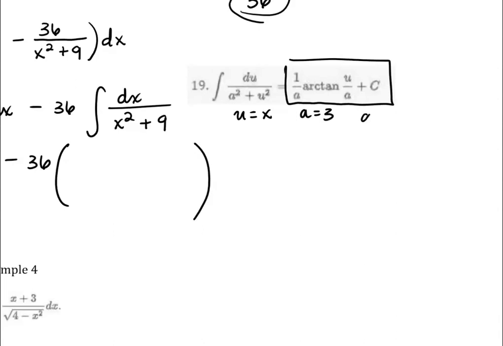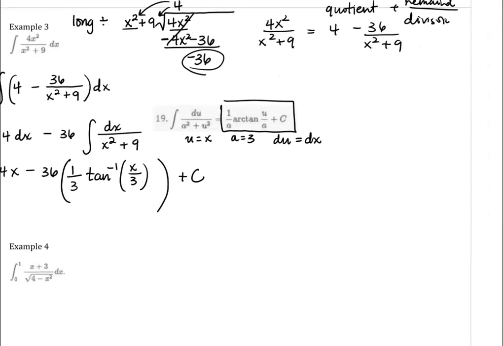And we don't have to worry about really doing a true sub because du is just dx. So we have 36, 1 over a, so that's 1 over 3. Arctan, I'm just going to write tan inverse. They're the same thing. U over a, so that's x over 3. And then I'll make sure to add my constant c. So our final answer is 4x minus 36 over 3 is 12. Tangent inverse of x over 3 plus c.